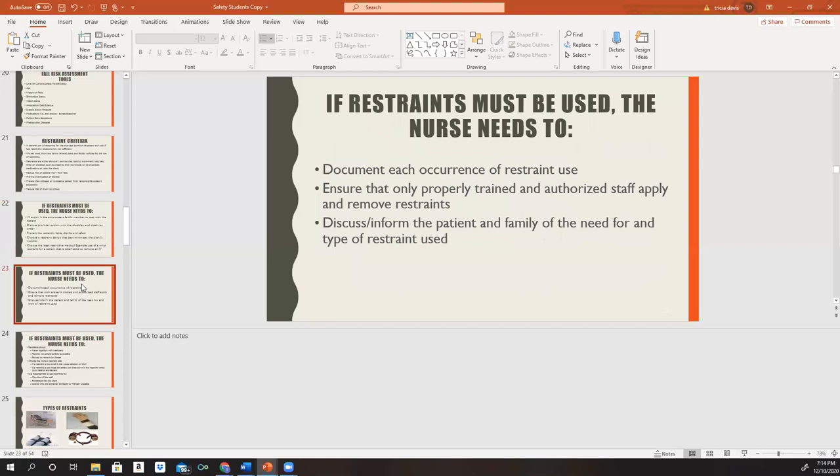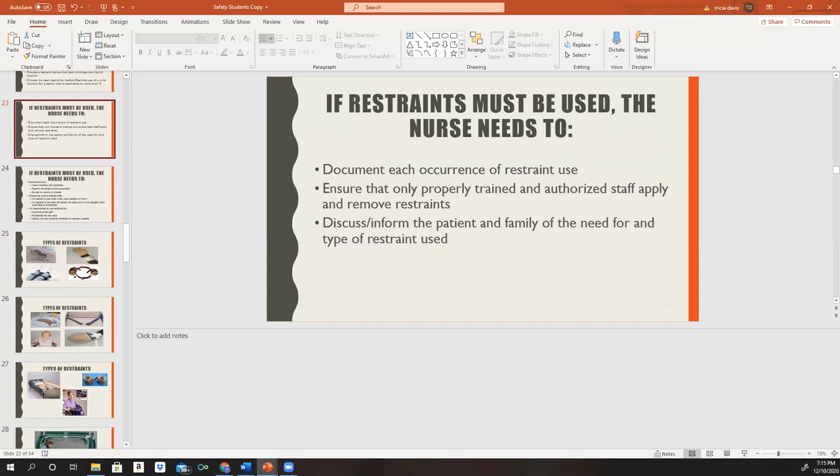All right, if restraints must be used, the nurse needs to document each occurrence of restraint use, ensure that only properly trained and authorized staff apply and remove restraints, and then you want to discuss and inform the patient and the family of the need for and type of restraint use. Because if you have to put on a restraint for your patient and their loved one is coming back later, that can be extremely upsetting if they come in and they see their loved one in mittens or restrained to the bed.